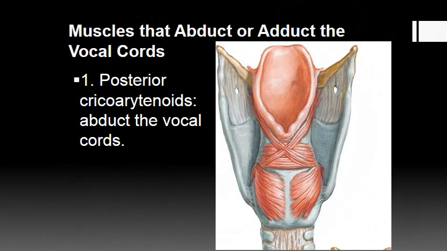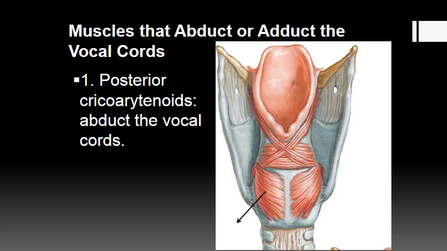The muscles that abduct or adduct the vocal cords. A very important muscle is the posterior cricoarytenoid muscle, which is responsible for abduction of the vocal cords. Here you can see it. It extends from the two depressed areas on the lamina of the posterior surface of the cricoid cartilage, extends upwards, and reaches the muscular process of the arytenoid cartilage.